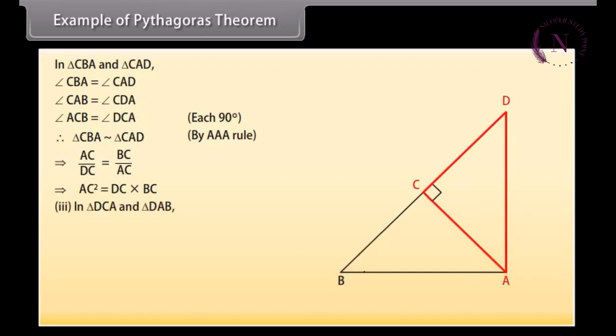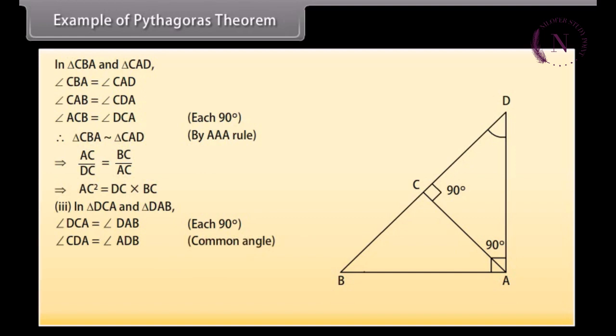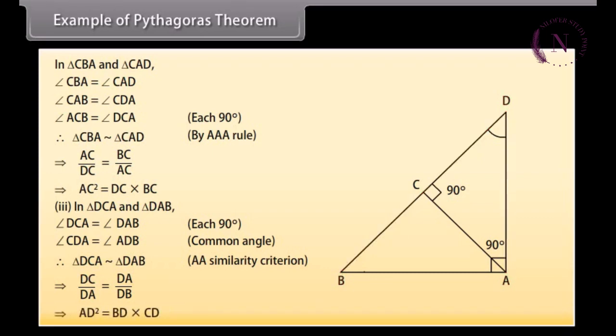3. In triangle DCA and triangle DAB, angle DCA equals angle DAB, each of 90 degrees. Angle CDA equals angle ADB, common angle. Therefore, triangle DCA is similar to triangle DAB by AA similarity criterion. DC upon DA equals DA upon DB, which implies AD square equals BD into CD.